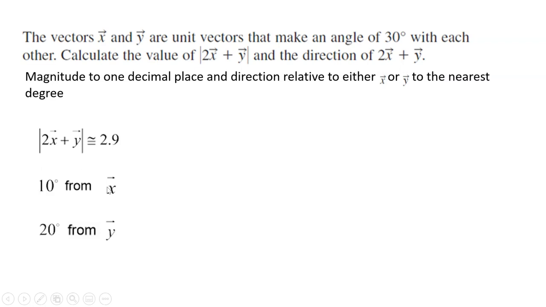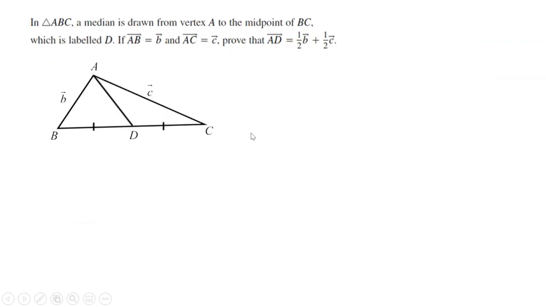All right, so there's your answers. 10 degrees from x, 20 degrees from y, and the magnitude of the vector is 2.9. Unit vector, when they gave us the question originally, is basically just saying that since it's 2 times that, it's now 2 units long, and this one, since it's a unit vector, is just 1 unit long. So when you're putting your diagram together, you can now have magnitudes along each of those original vectors.